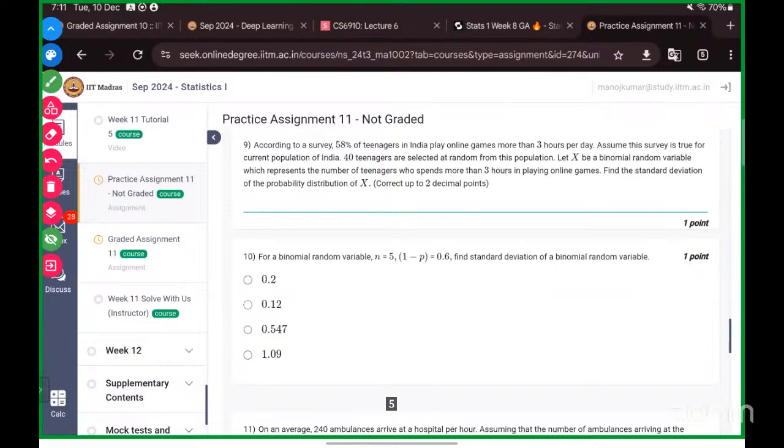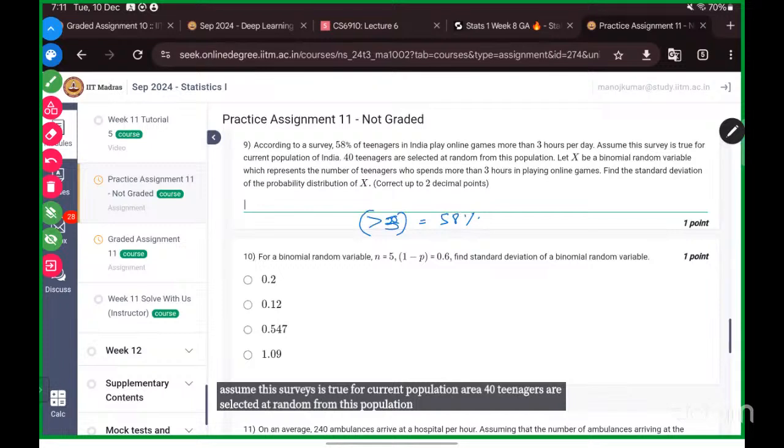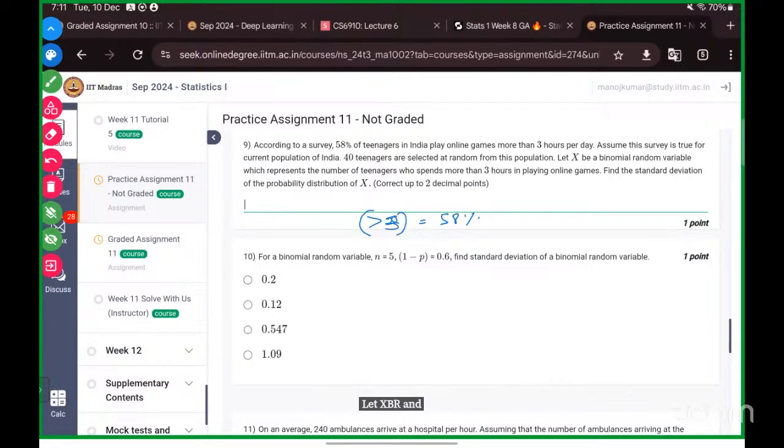58% of teenagers in India play online games more than 3 hours. Assume this survey is true for the current population. 40 teenagers are selected at random from this population. Let X be a binomial random variable, which represents the number of teenagers who spend more than 3 hours playing online games.